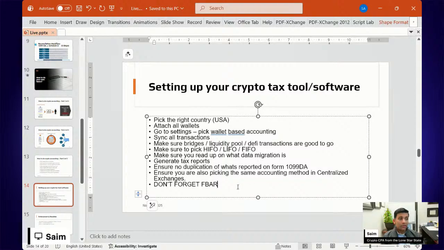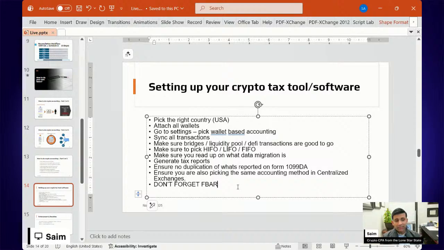And remember, do not forget the FBAR filing. FBAR is the foreign financial reporting filing, Form 114. A lot of crypto traders have accounts on exchanges that are non-US based, maybe in Singapore. Back in the day, I remember there was KuCoin, and I know there still are MEXC and so many other ones.